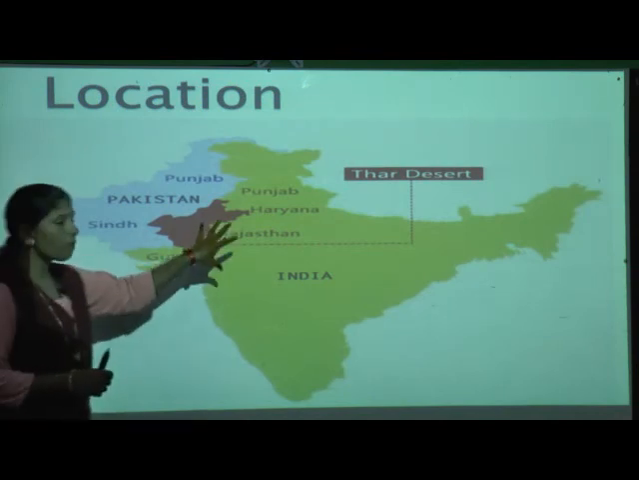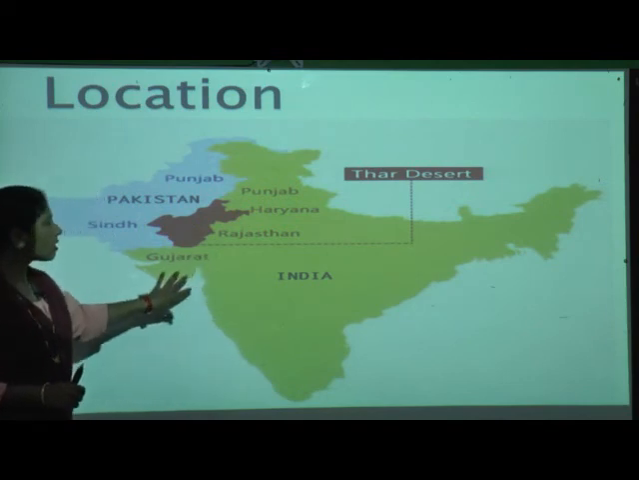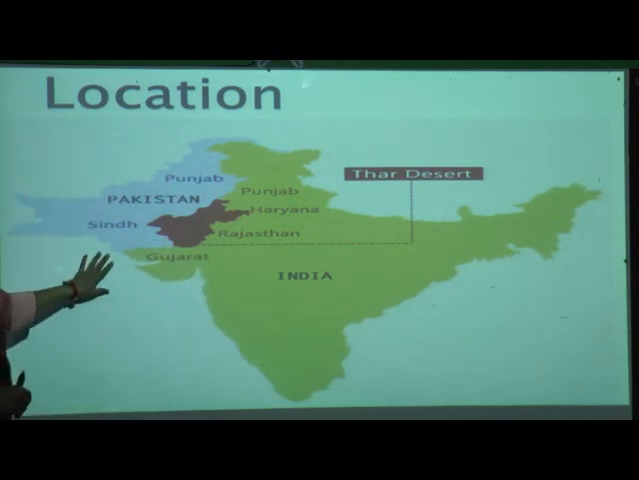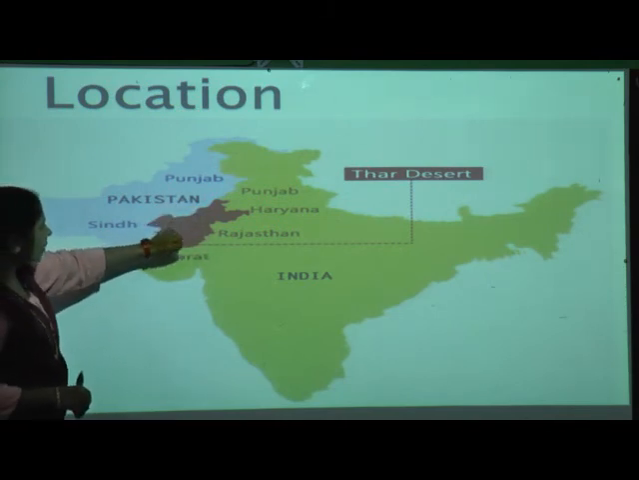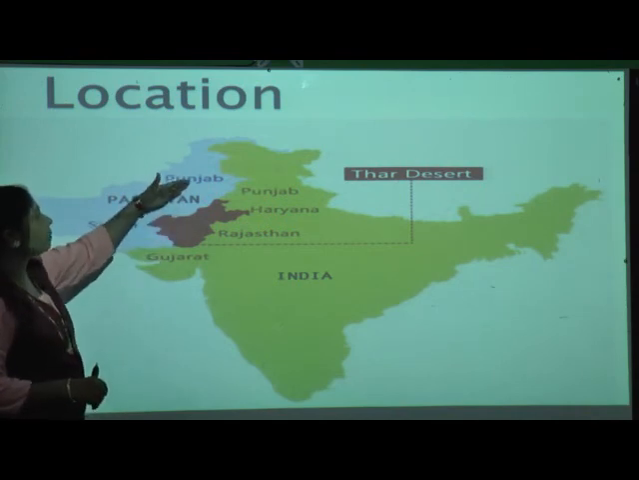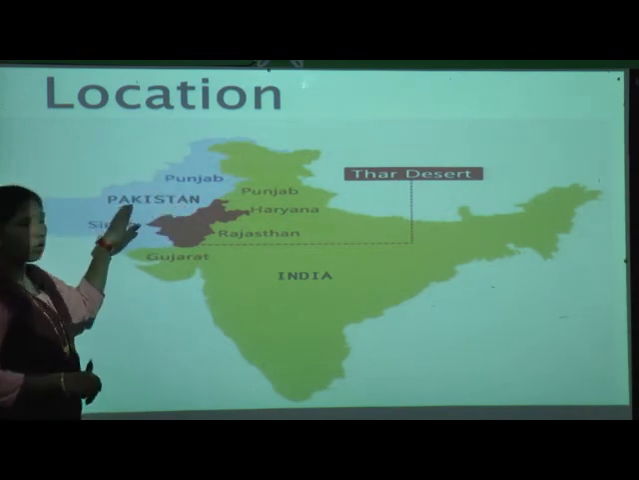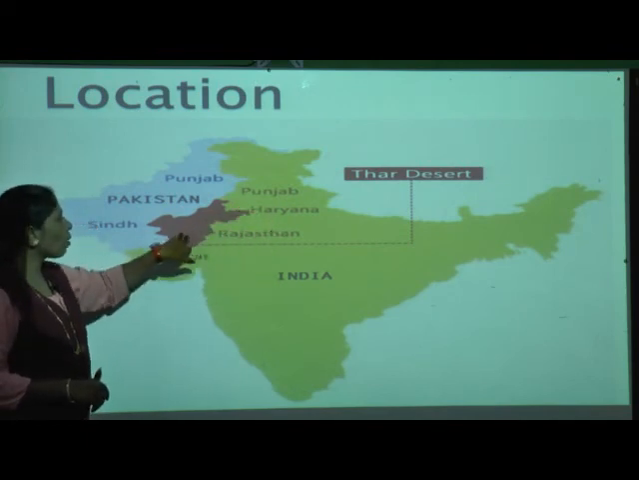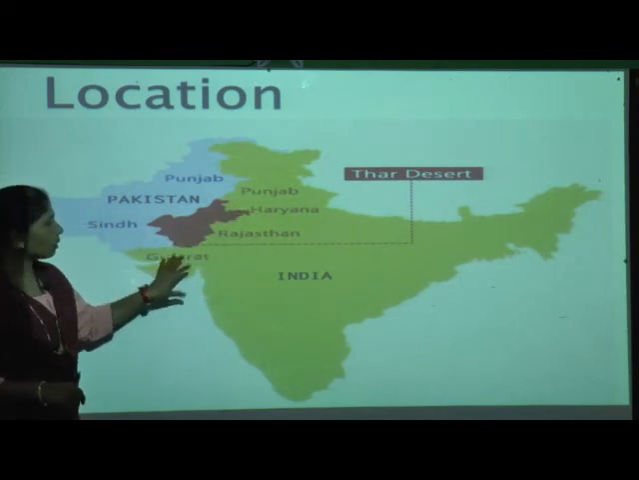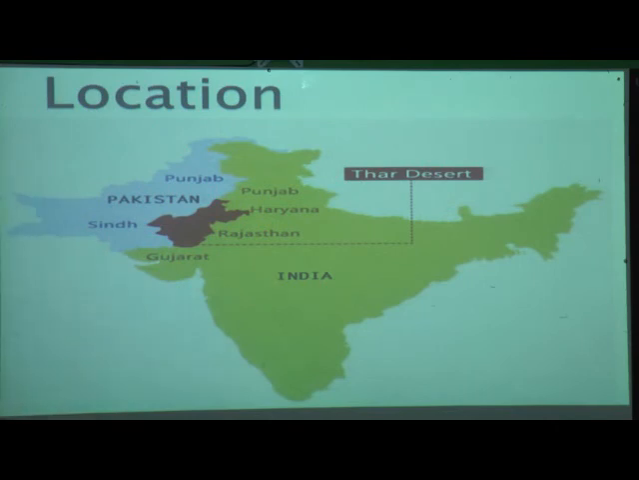This is our India map, where on the west side this red part is Rajasthan. This whole part is the desert. On the neighboring side is Pakistan, and here are the Punjab and Haryana states. This is the whole of Rajasthan and Gujarat here. This is what we are going to study.